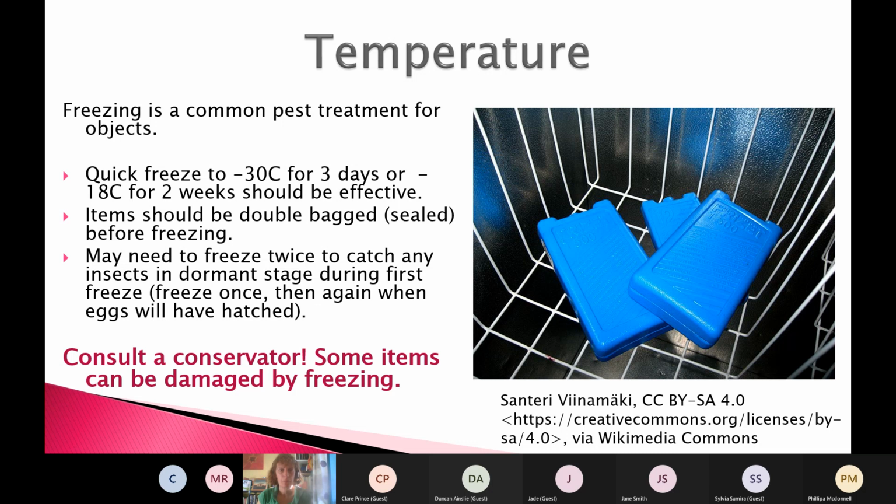Because of the risk of some insects becoming dormant, to be really sure of effectiveness, you might need to freeze that item twice. So you freeze it once, you give it a little bit of time for any remaining eggs to hatch out, and then you freeze it again, just to make sure that you've really caught everything that's in there. Again, if you do 2 freezings, you still need to make sure that it's double bagged both times.